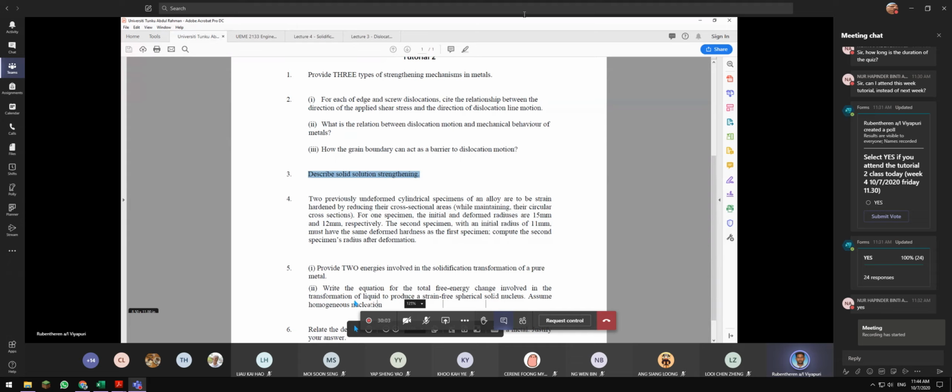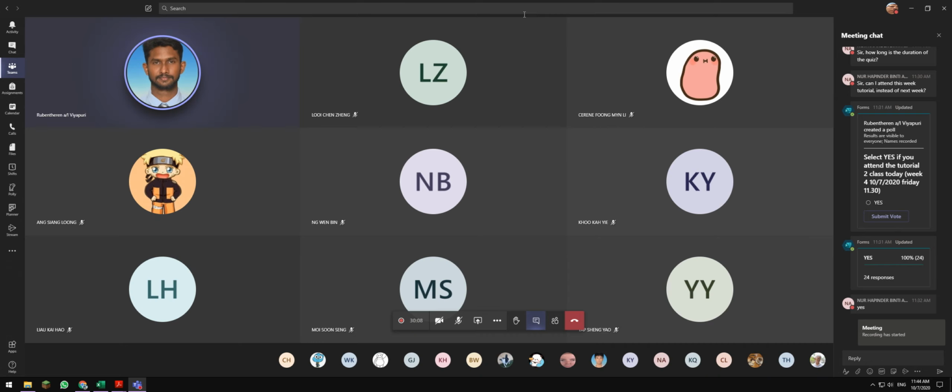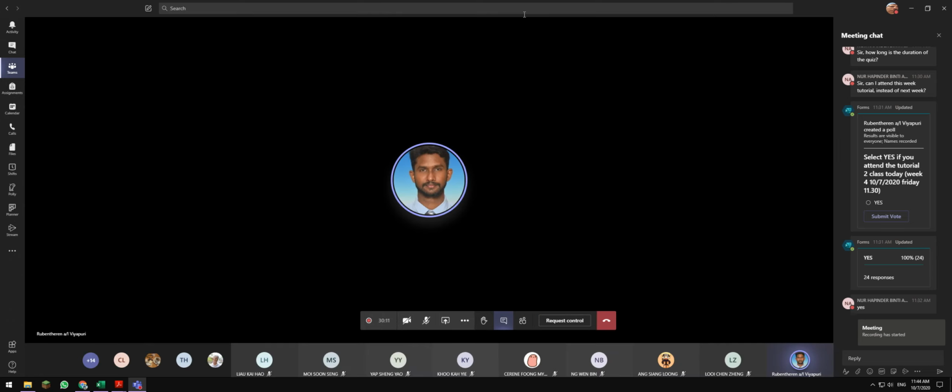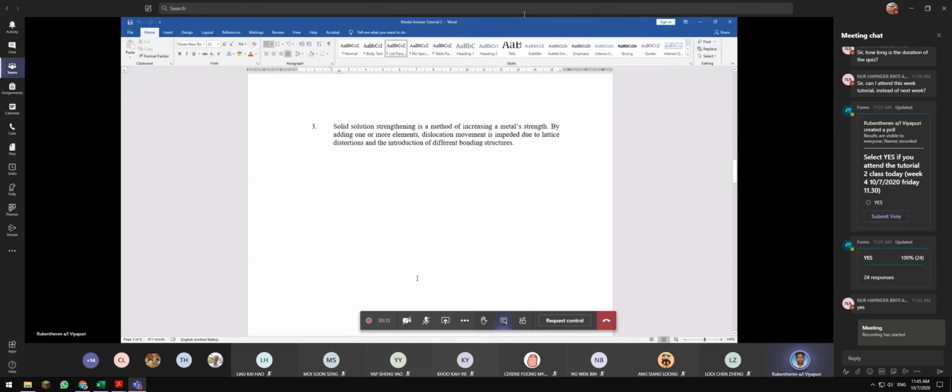Now let's look at the answer. All right, solid solution strengthening is a method of increasing a metal's strength. How are you going to increase it? You can increase it by adding one or more alloying elements. If you add more alloying elements, you are actually filling the voids between the host atoms. By filling the voids between host atoms, you are creating a localized stress.